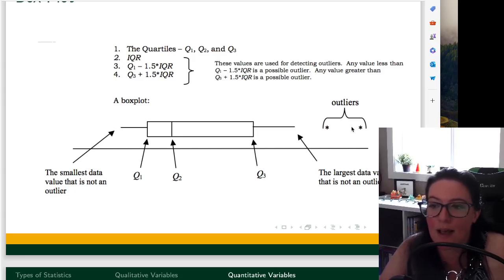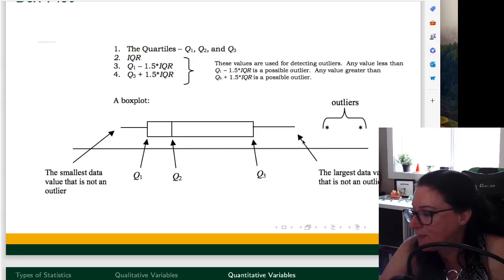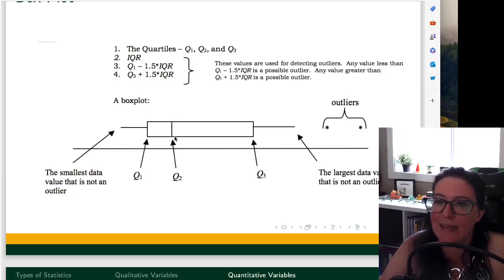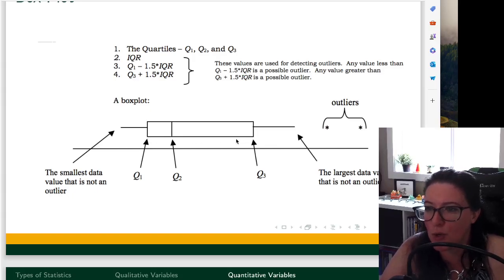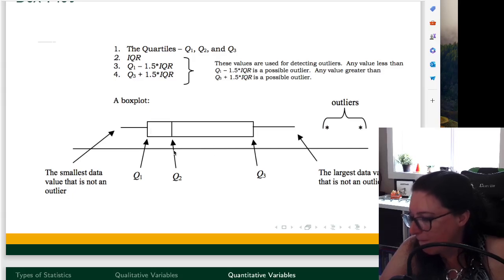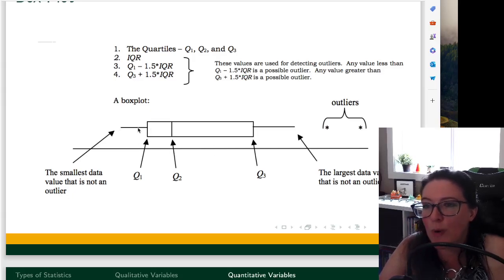Okay, they're outside of the majority of the data. Here we have Q2, this line in the middle of the box is the median. The box itself is the interquartile range, so Q1 to Q3. So the middle 50% fall within this box.